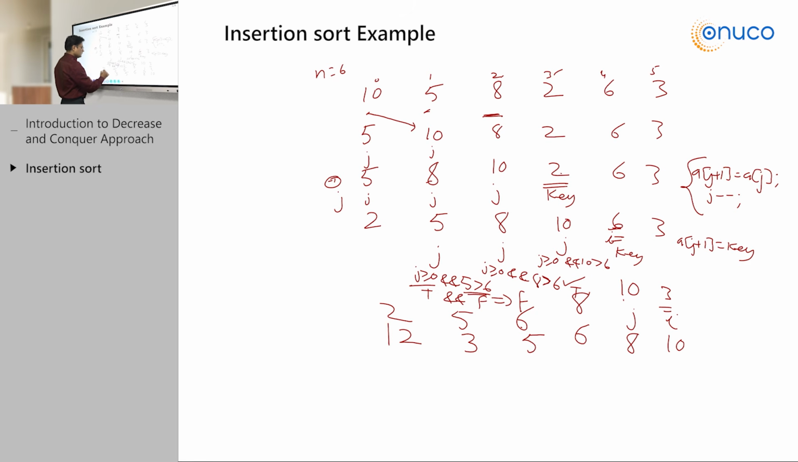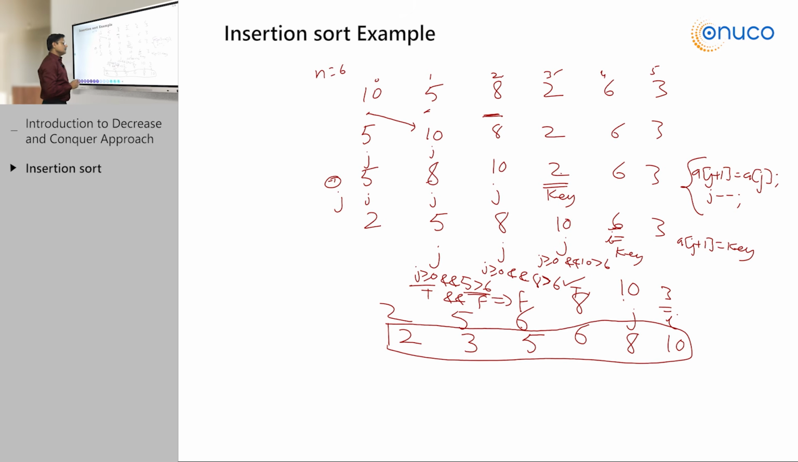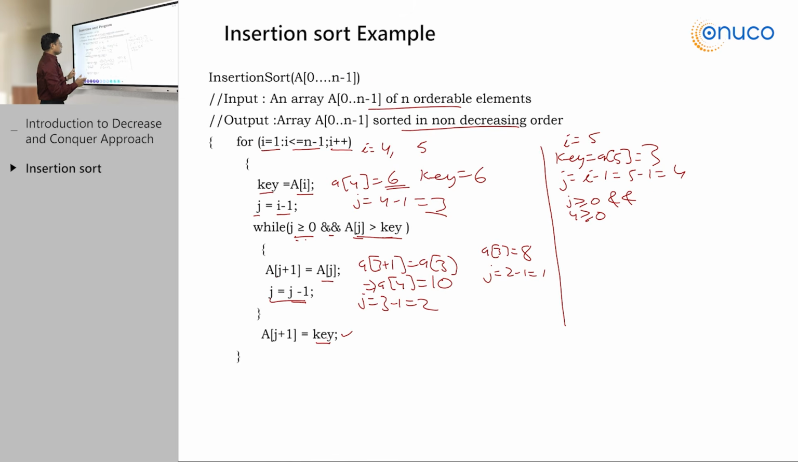So if you see, these values are in increasing order, hence this is called insertion sort. So after doing this, remember that A of j plus 1 is equal to key is outside of this while loop, so we have to do this again and again and perform the task.